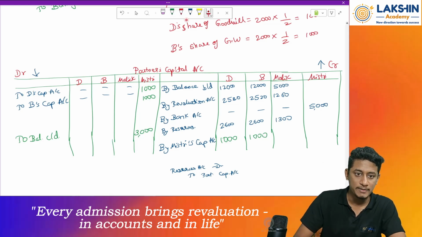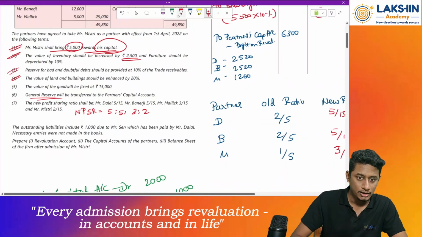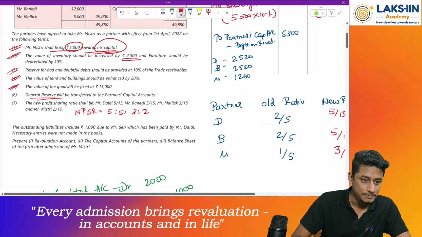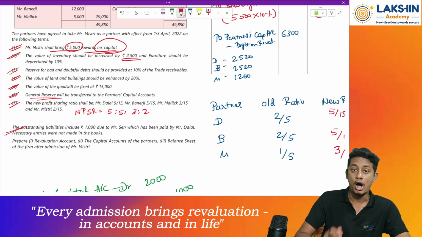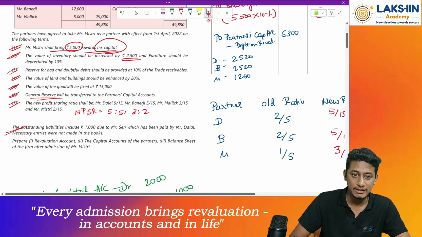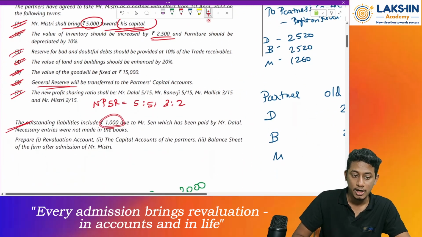Okay, then going for the remaining partners. Any more entries to be passed? No loss, nothing. Okay, so let's look at the entries once. So this is passed. This is passed. This is a new ratio, so no need. Okay, this one was remaining, right? Outstanding liability was paid by whom? Paid by Dalal. Mr. Dalal has paid some liability of the firm with his own money.